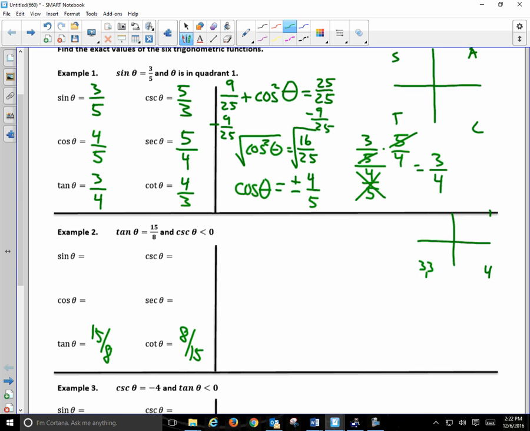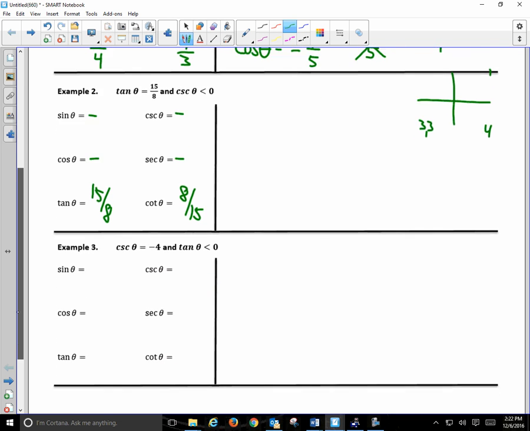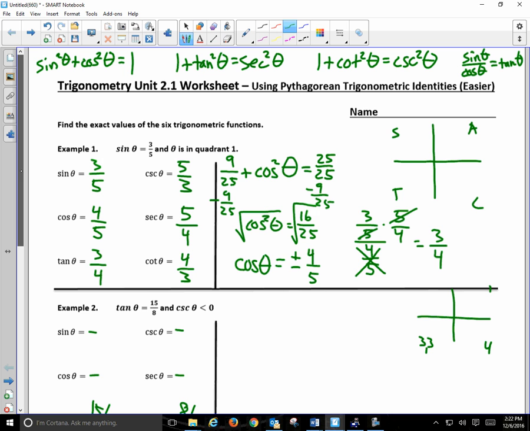So is cosine positive or negative in the third quadrant? It's negative. Is sine positive or negative in the third quadrant? It's negative. So I know that those other values are negative. I have to use a little bit of deduction in order to find that out, but that's the scenario I have. Okay. So I have tangent.